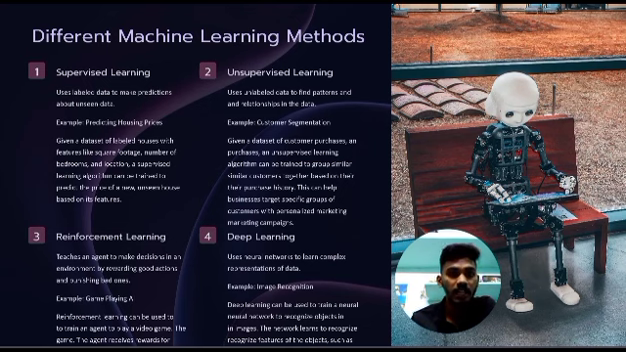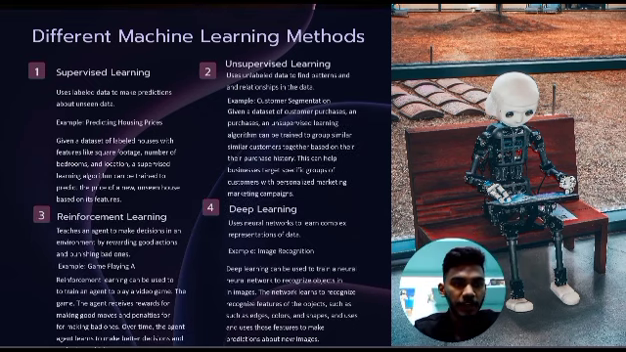Okay, the second one is unsupervised learning. Basically, unsupervised learning uses unlabeled data to find patterns and relationships in the data. You can see one example: customer segmentation. Given a dataset of customer purchases, an unsupervised learning algorithm can be trained to group similar customers together based on their purchase history. This can help businesses target specific groups of customers with personalized marketing campaigns.